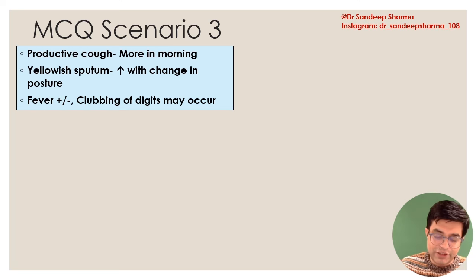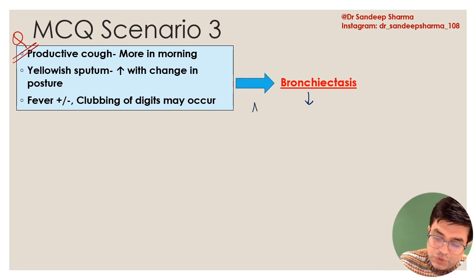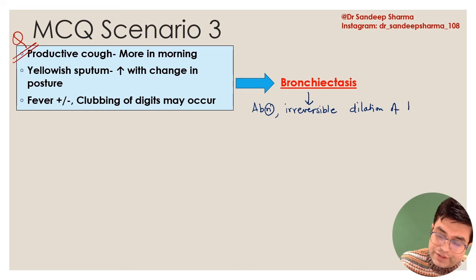If you get a scenario like this, there is a case scenario asked on this, so I'm putting a Q. The likely diagnosis in the patient is going to be bronchiectasis. So the question arises, what is bronchiectasis? तो एक brief review करते हैं. Bronchiectasis refers to abnormal, irreversible dilatation of the bronchi.